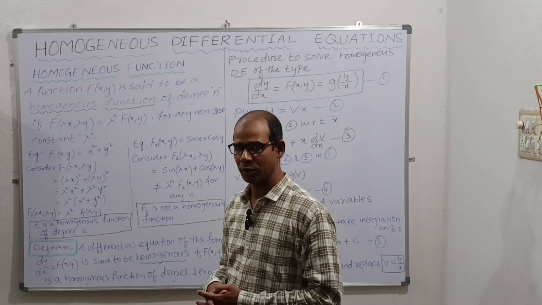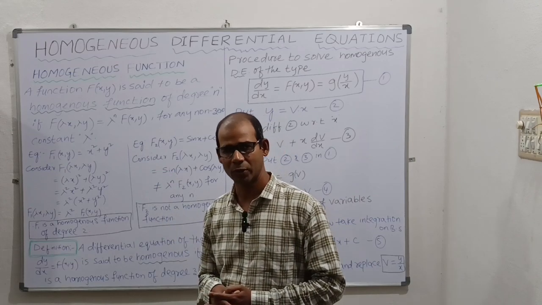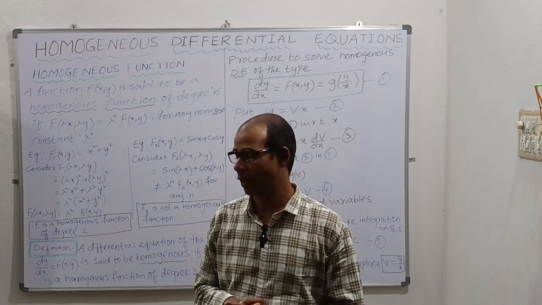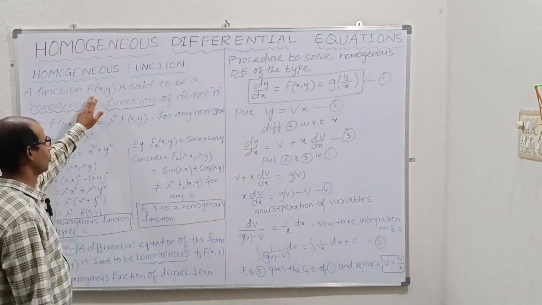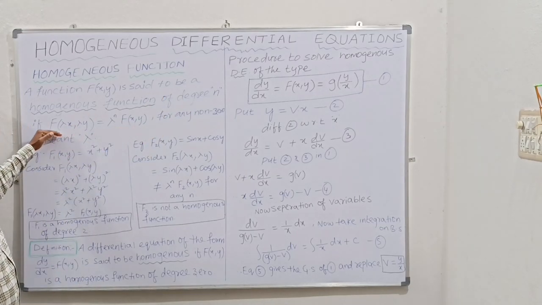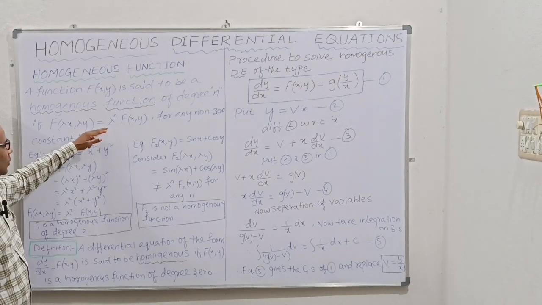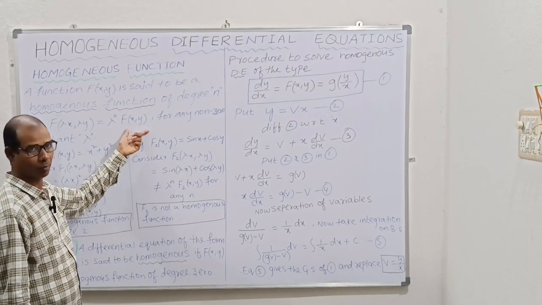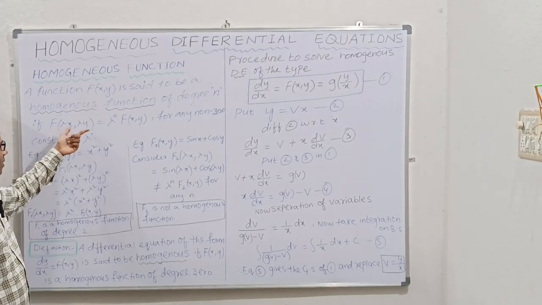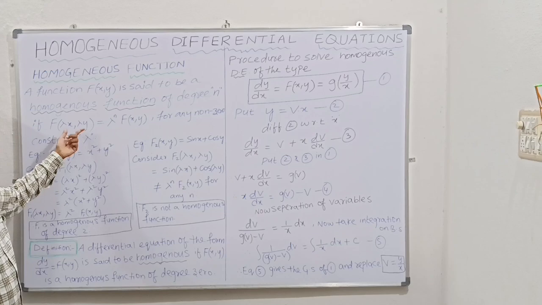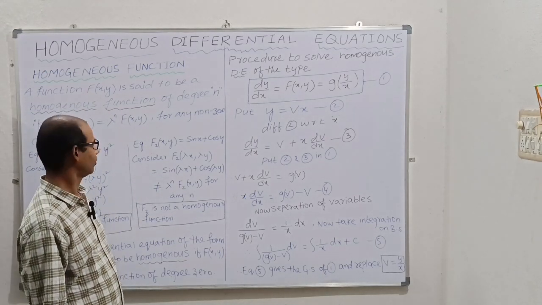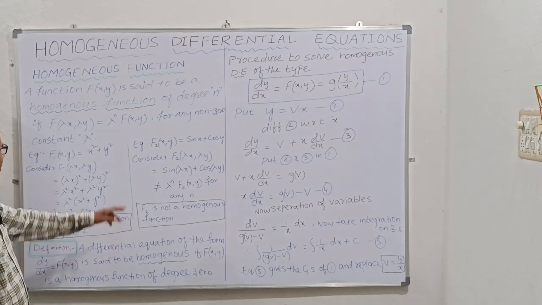So now let us go to the definition of a homogeneous function. When do you say that the given function of two variables x and y is said to be a homogeneous function? A function f of x comma y is said to be a homogeneous function of degree n if f of lambda x comma lambda y is equal to lambda to the power n into f of x comma y. If the function can be expressed like this for any non-zero constant lambda, then we say that the function f of x comma y is a homogeneous function of degree n, where lambda is a non-zero constant, right?